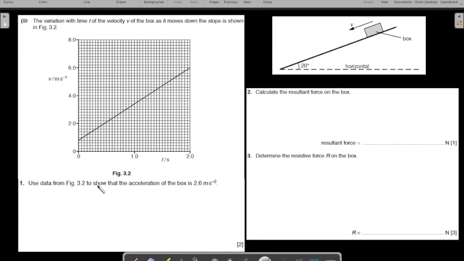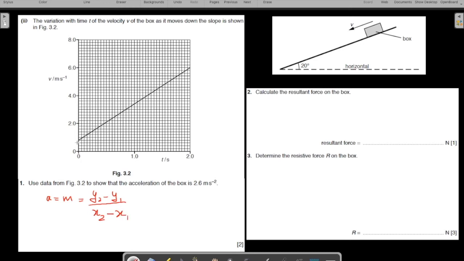Use the data in this figure to show that the acceleration of the box is 2.6 meters per second squared. So how do you find the acceleration? You are given a velocity time graph. Whenever you have a velocity time graph, the acceleration is the gradient, right? So the acceleration will be same as the gradient. For finding the gradient, you need 2 points, and you need to apply this formula which you know from your coordinate geometry. The formula for the gradient is this for a straight line.